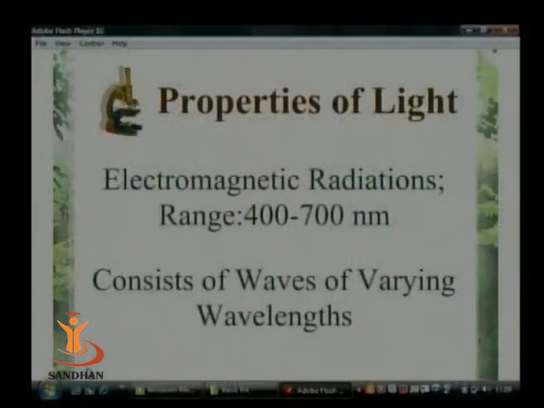As the first slide will show us, we begin with the properties of light. As we are all aware, light is one variety of electromagnetic radiation, and the wavelength falls in the range of 400 to 700 nanometer. It can also be equated to 4000 to 7000 angstrom units. And natural light consists of different waves, and the basic variation among those waves falls in the wavelengths of different varieties.